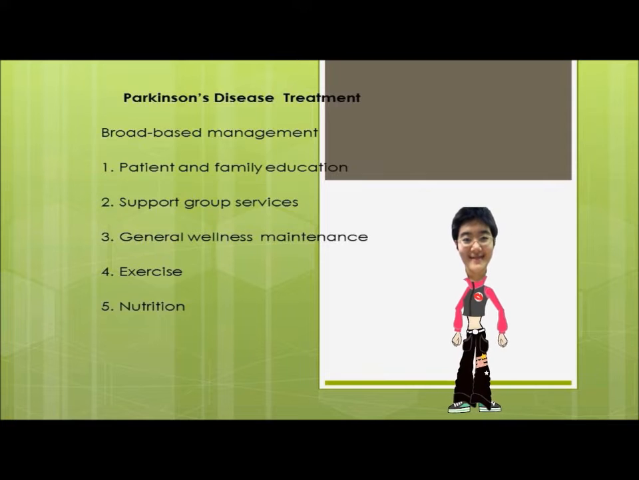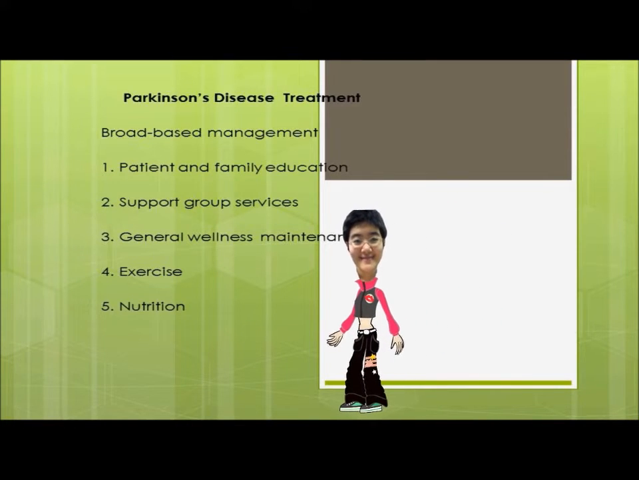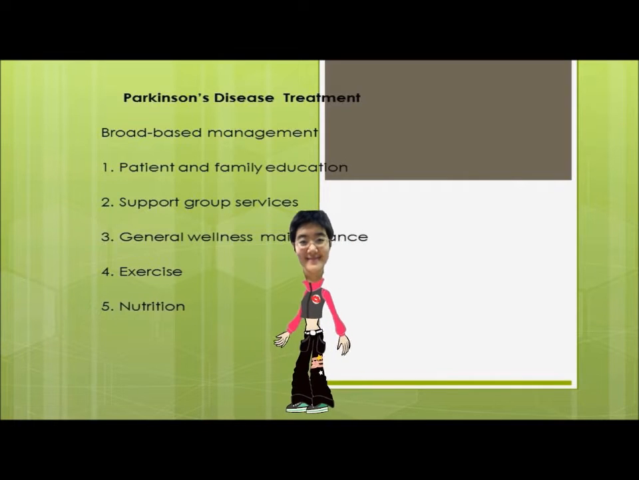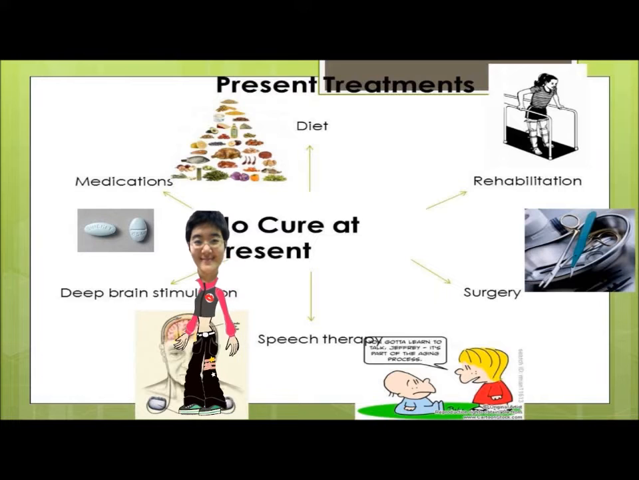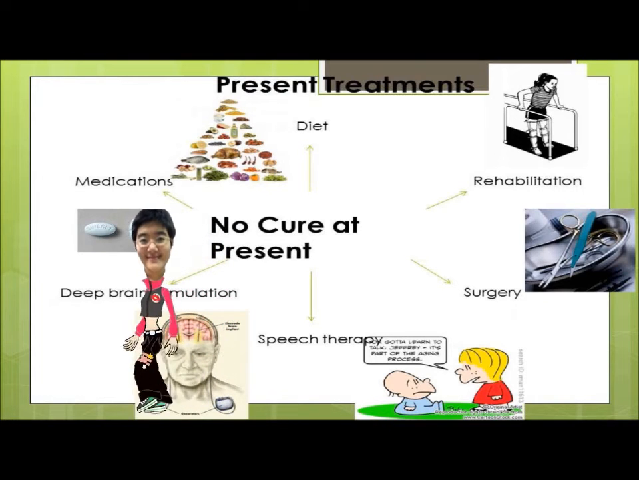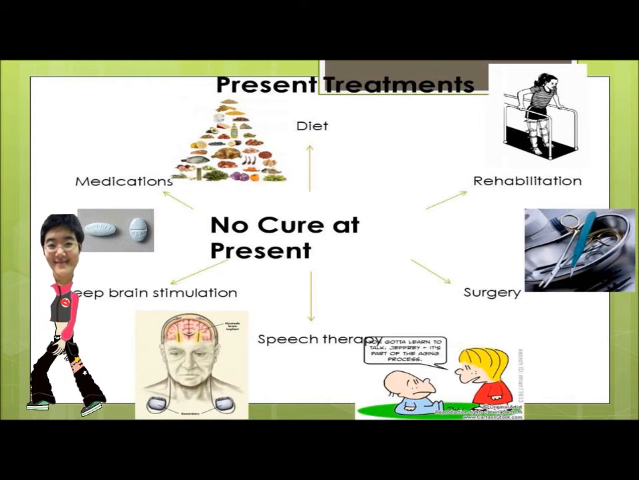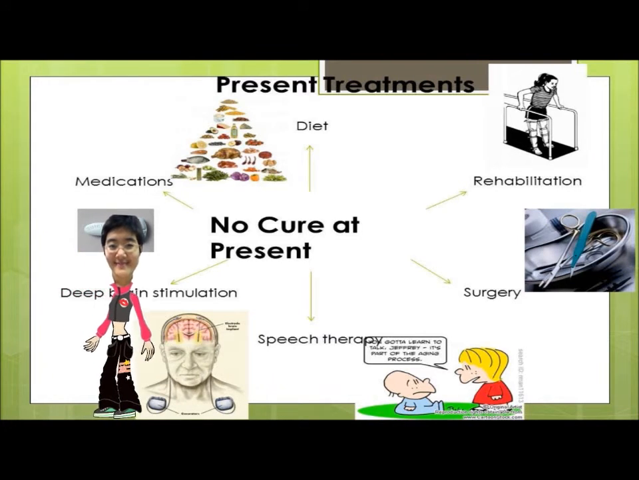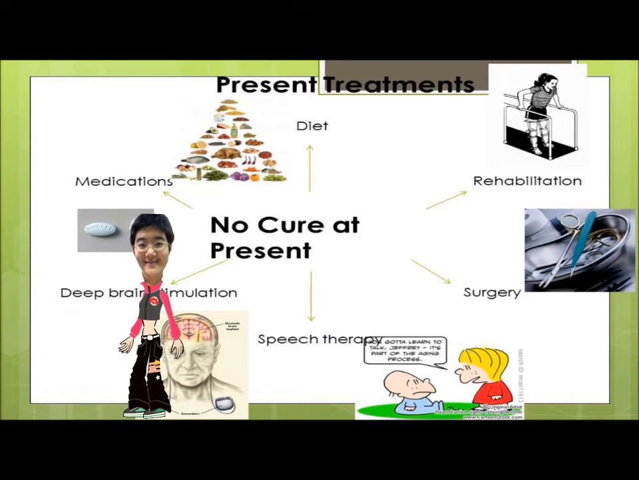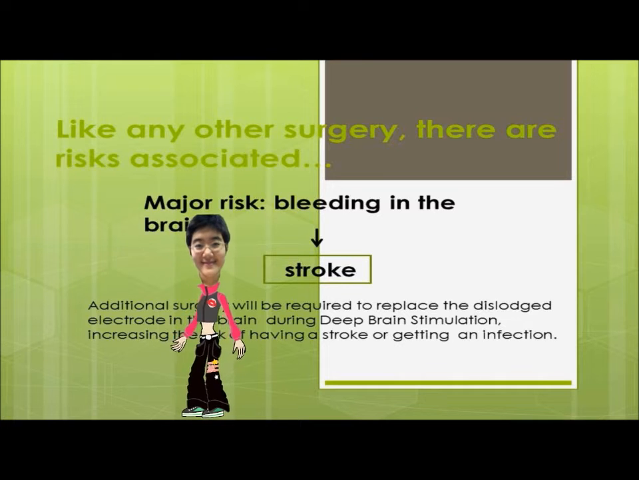Treatment of Parkinson's disease requires broad-based management, including patient and family education, support group services, general wellness maintenance, exercise and nutrition. There is no cure for Parkinson's disease at present, but medication, surgery, and multidisciplinary management can provide relief from the symptoms. Modern treatments are effective at managing the early motor symptoms of the disease, mainly through the use of drugs such as levodopa and dopamine agonists.